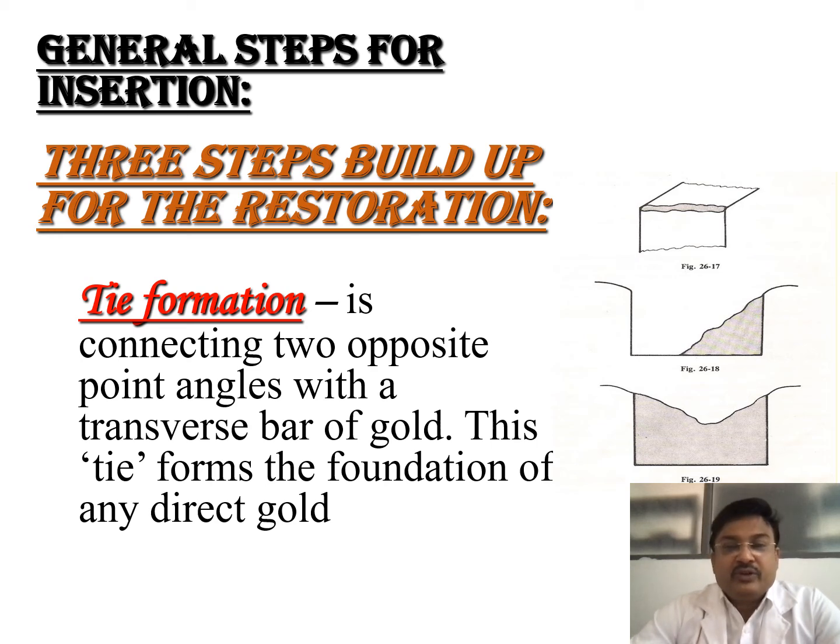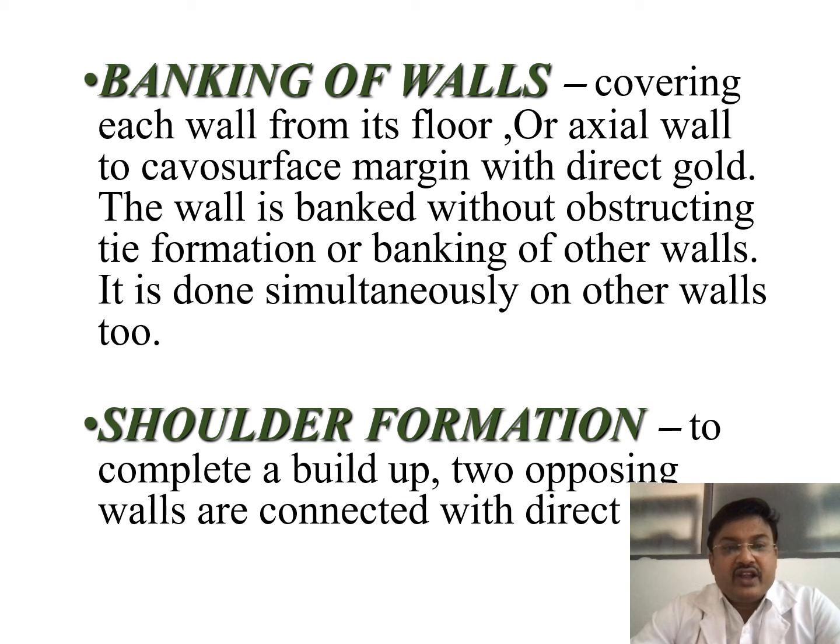And then we come to the banking of the walls, covering each wall from its floor or axial wall to cavosurface margin with direct gold. The wall is banked without obstructing tie formation or banking of the other walls. It is done simultaneously on other walls too. Shoulder formation: to complete a build up, two opposing walls are connected with the direct filling gold.